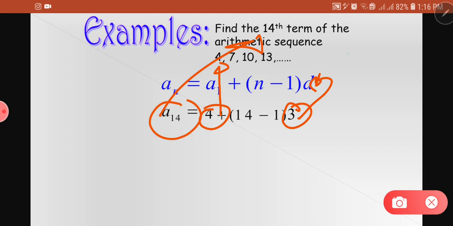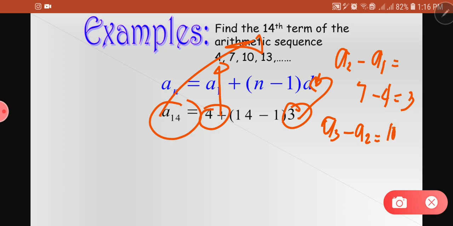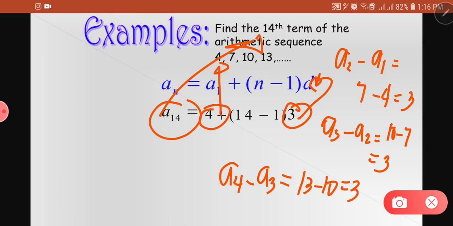Ang ginawa natin is the second term minus the first term. We have what? 7 minus 4. What is 7 minus 4? That is 3. Pareho lang yan kapag third term minus the second term, we have 10 minus 7, we have 3. Ganon rin kapag fourth term minus the third term, we have 13 minus 10 is equal to 3. Okay, since we have a common difference, which is 3, nilagay na natin sa equivalently D.